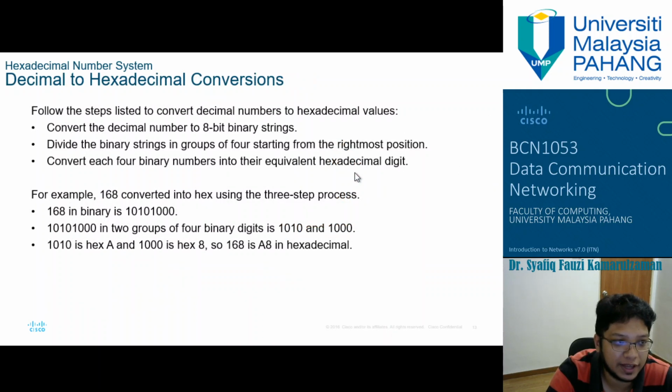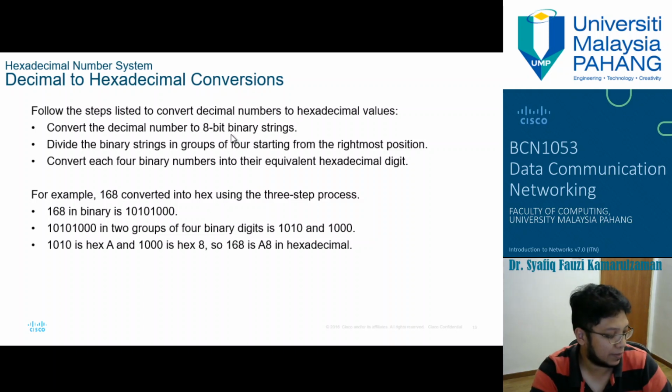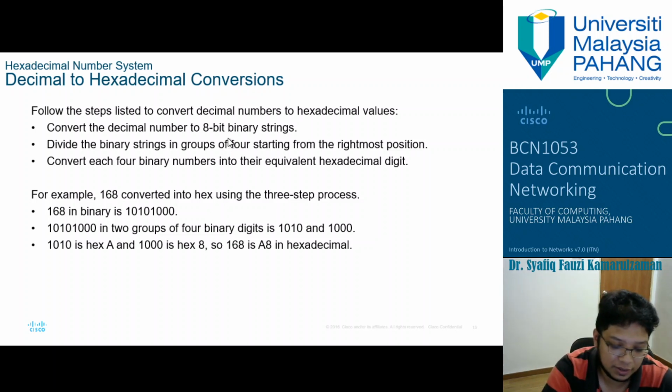So to convert hexadecimal to decimal and decimal to hexadecimal both ways, you need to do it with binary. So using binary is the most simple way in terms of converting some decimal to hexadecimal.